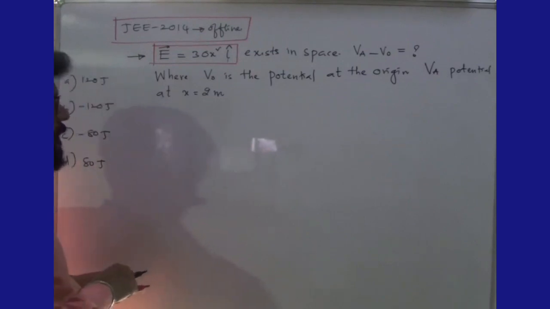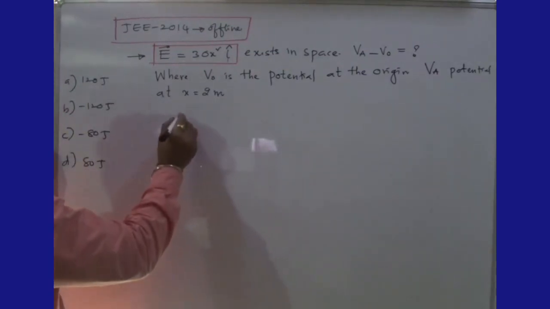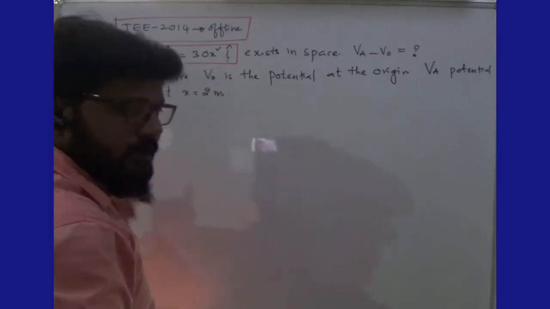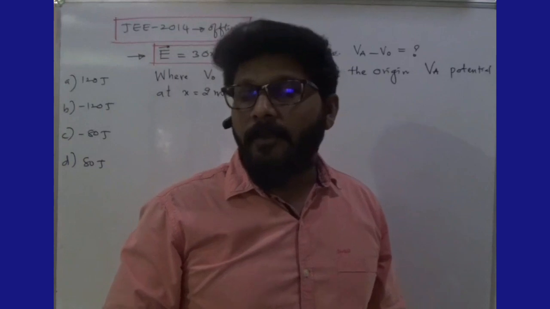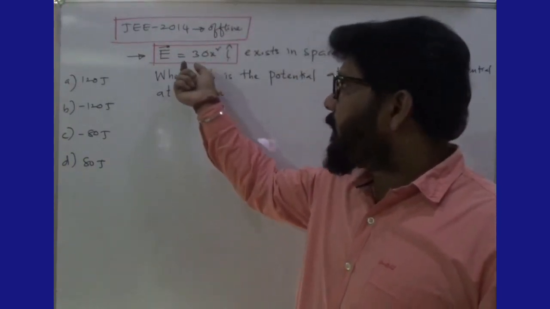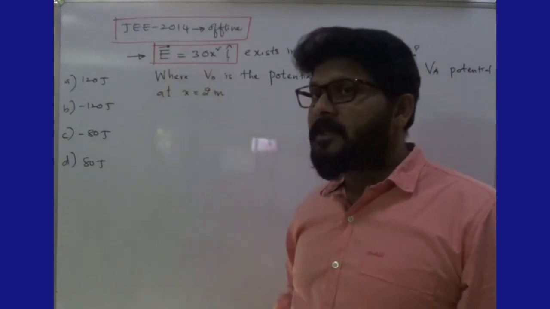Okay, so let us see the graphical representation. Here one should be able to find out whether this electric field is uniform or non-uniform, because here we want to find the relation between E and potential difference, right?